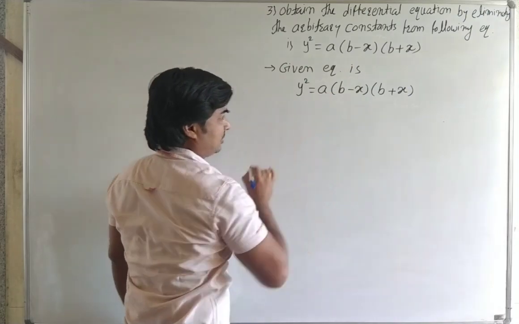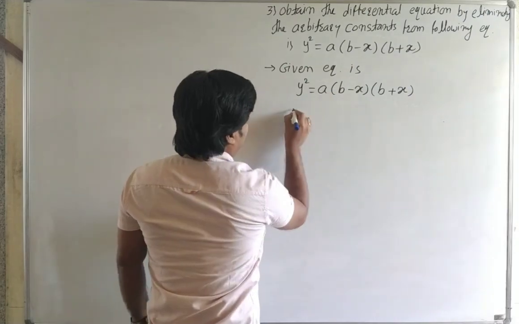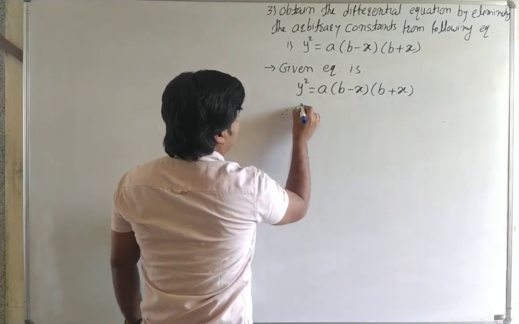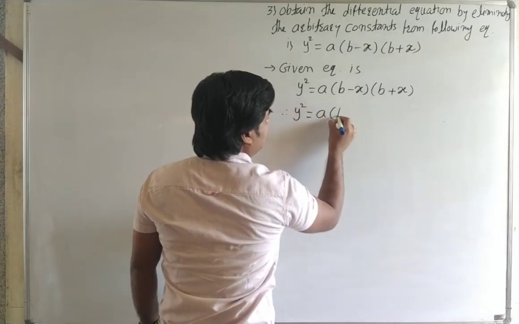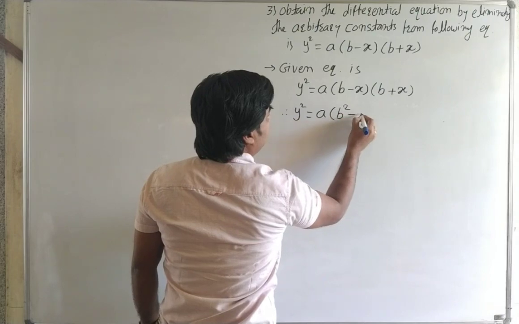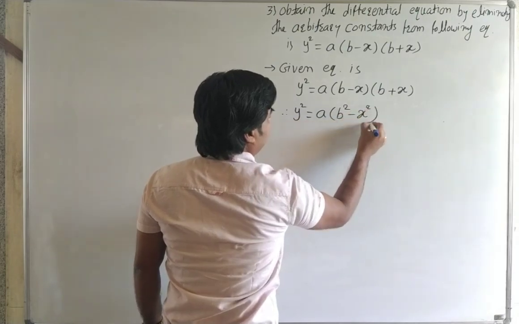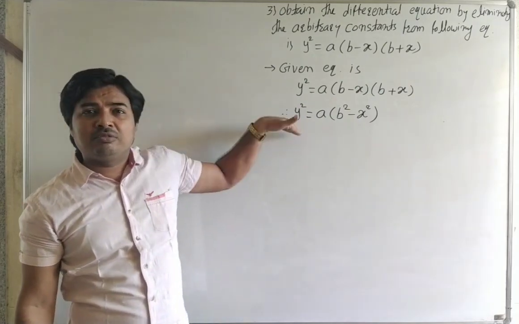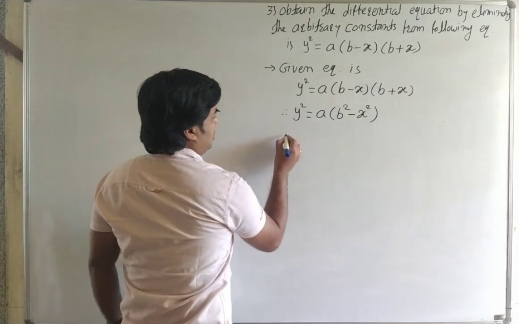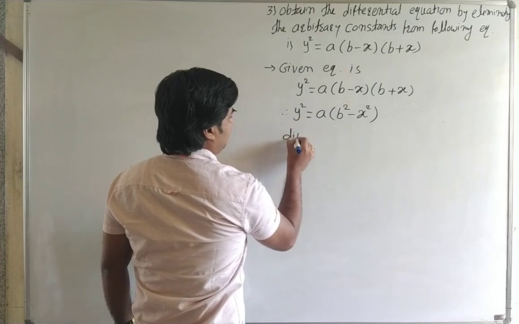See carefully this. Now we can write y square is equal to a into b minus x and b plus x. We can write it as a into b square minus x square. Now there are the two arbitrary constants. We differentiate this equation two times. Now first differentiate with respect to x.